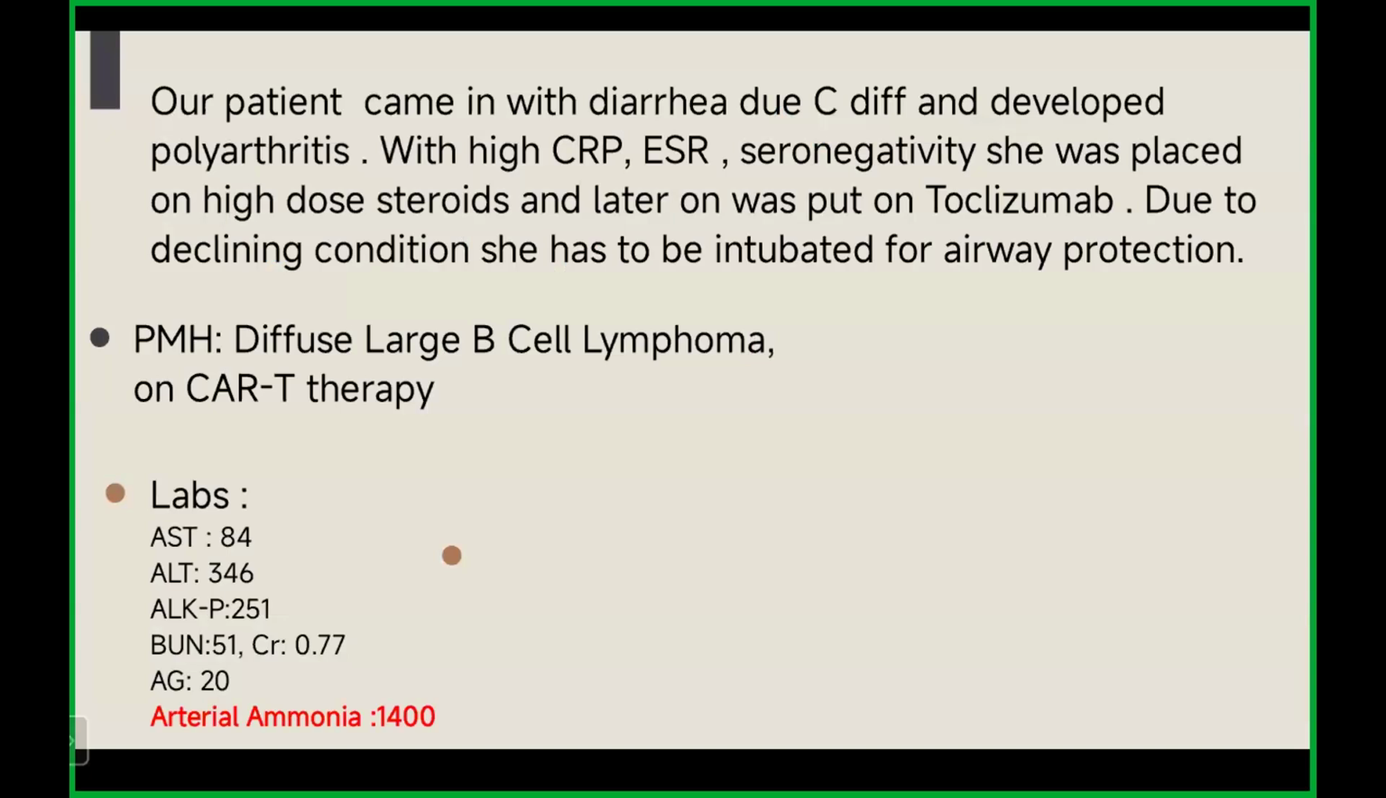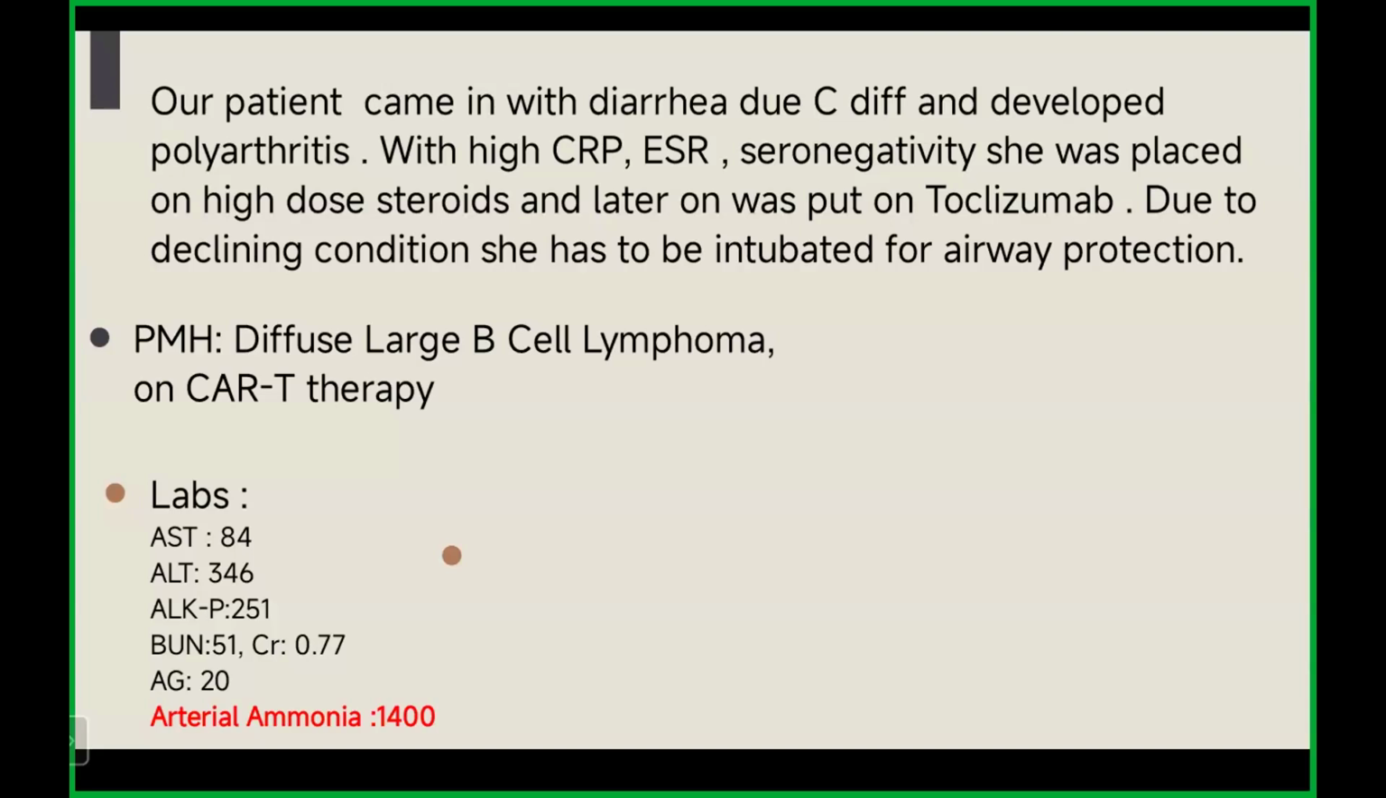Our case continued with our patient, who came in with diarrhea due to C. diff and developed polyarthritis. She had high CRP and high ESR, and she was seronegative. She was placed on high-dose steroids and later on tocilizumab. Due to her declining condition, she had to be intubated for airway protection. Past medical history: she has diffuse large B-cell lymphoma and was treated with CAR-T therapy.